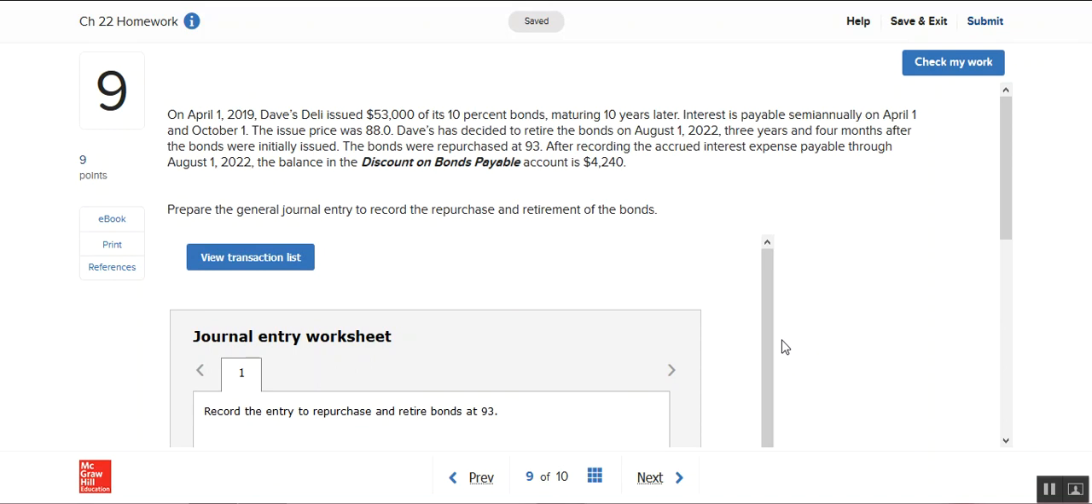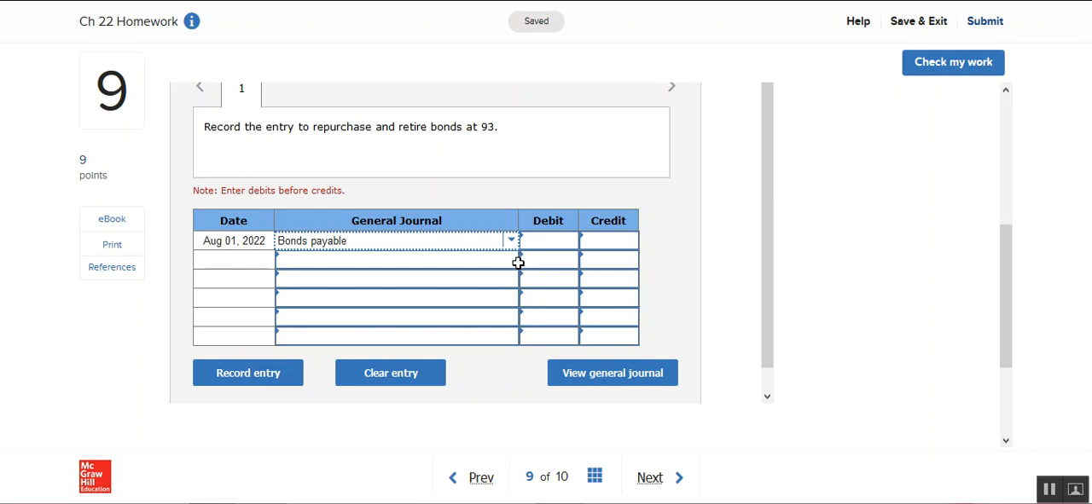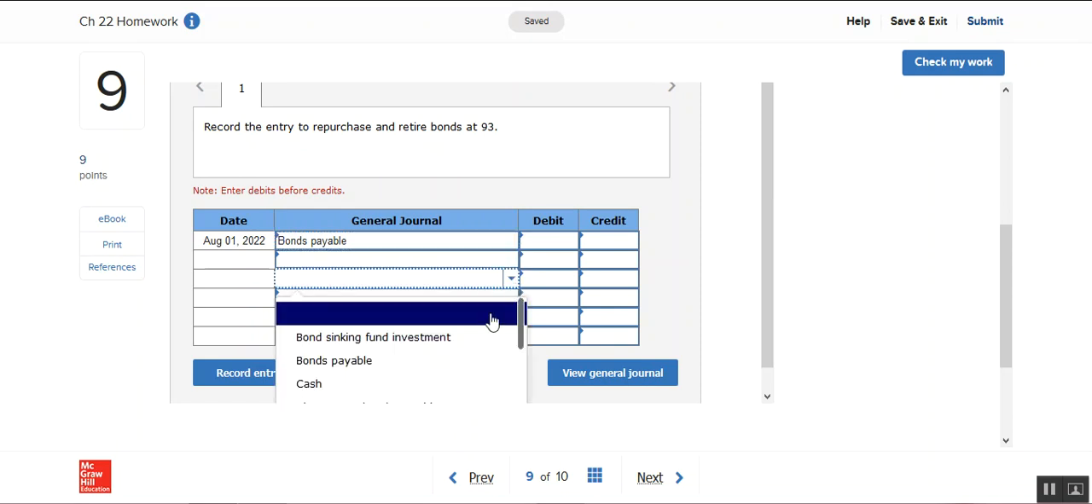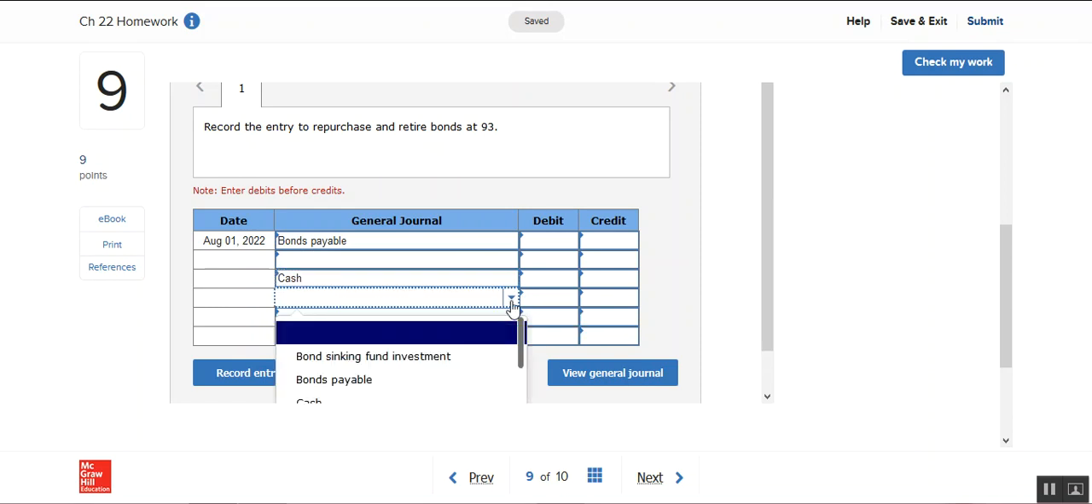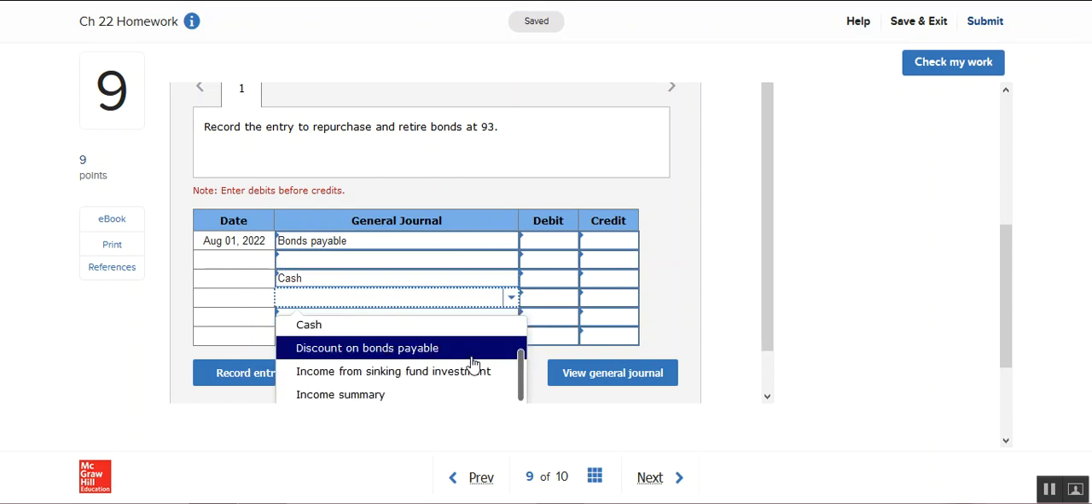We have some cash that we're paying out. We've got a discount that we need to get rid of. And we're going to have a gain or a loss. We don't know that yet, so I'm going to skip a line for our gain or loss, whichever the case may be. We know we're paying out some cash, so we can go ahead and plug that in there. And we know we have a discount that we need to get off the books.